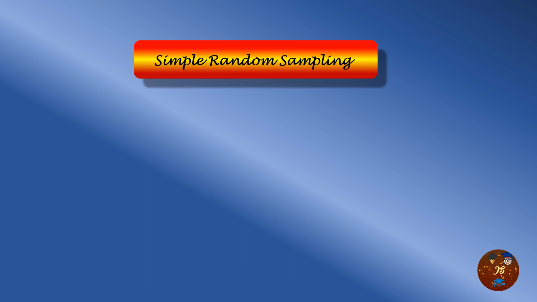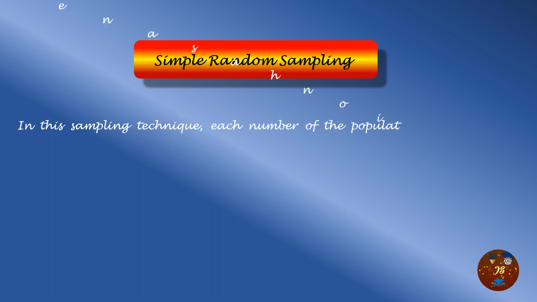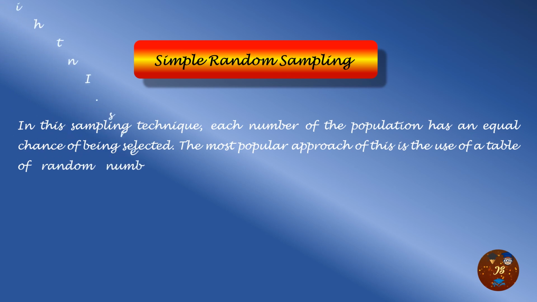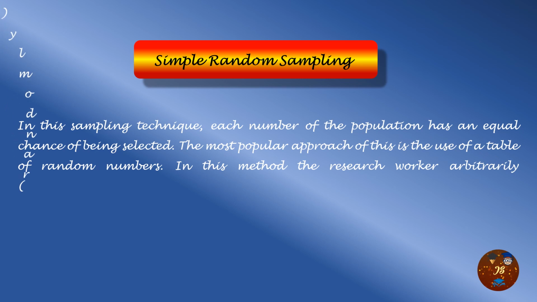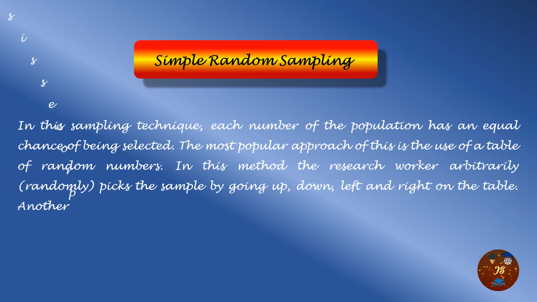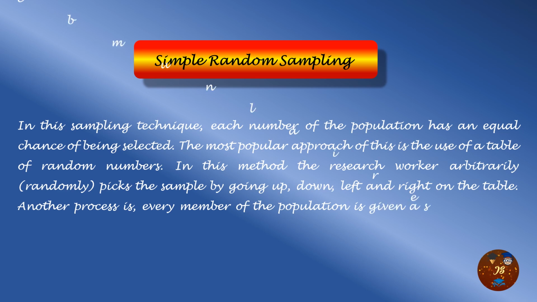So simple random sampling, and what is that? In this sampling technique, each member of the population has an equal chance of being selected. That means if the total number of the population is 100, then from 1 to 100 each and everybody can be selected or may be selected. It depends upon the randomness of the research worker. The most popular approach of this is the use of a table of random numbers.